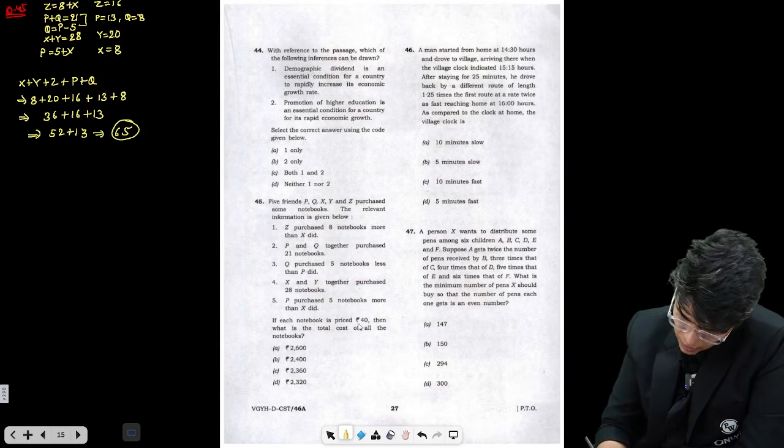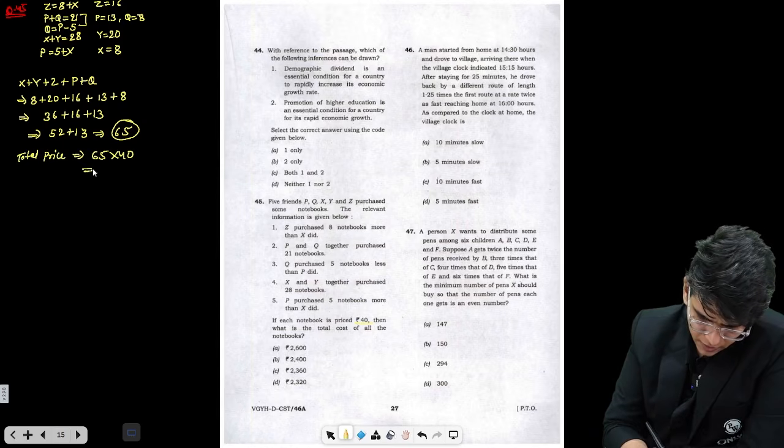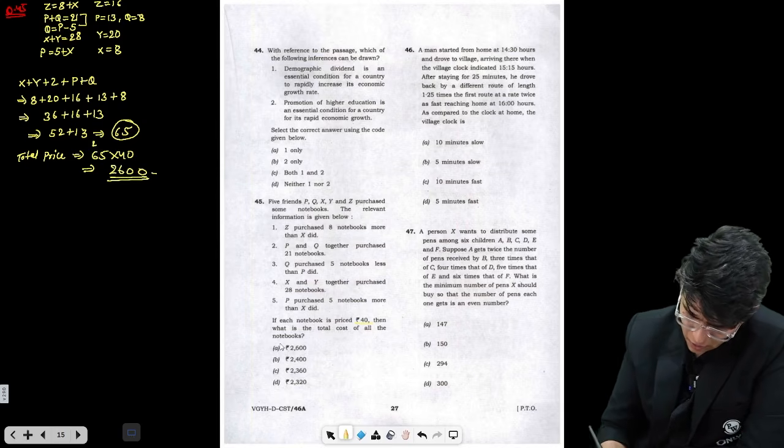The price of one book is 40. Total price: 65 into 40. 0, 4 5s are 20, 0, 2 carry over, 24, 2600. So 2600. Answer will be option A. Question number 45, answer will be option A.